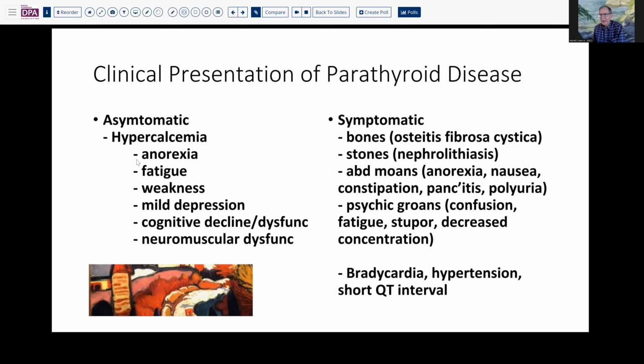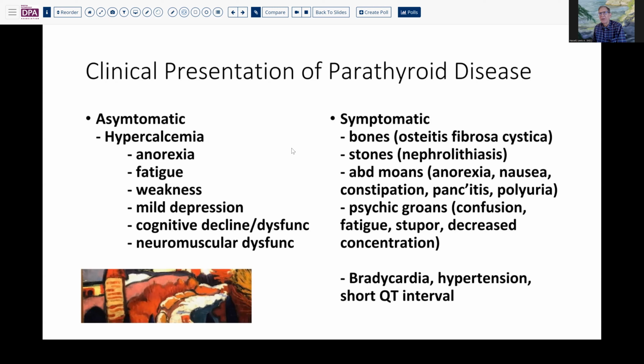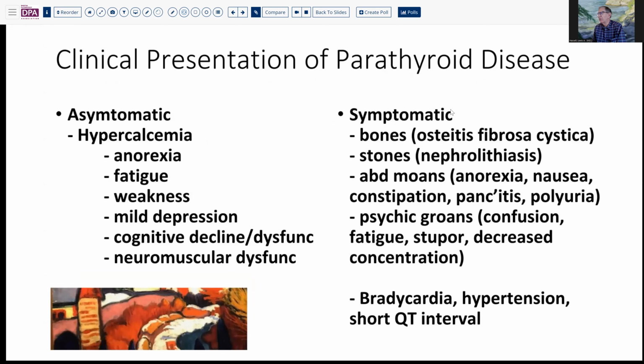These would include things like loss of appetite, fatigue, weakness, maybe a little bit of psychological, mild depression, et cetera, and perhaps even some degree of cognitive decline or neuromuscular dysfunction. But these can be rather subtle and maybe even transitory at times, making this diagnosis on the basis of symptoms somewhat difficult. But in the setting of hypercalcemia, further evaluation might lead to identification of elevated PTH levels.